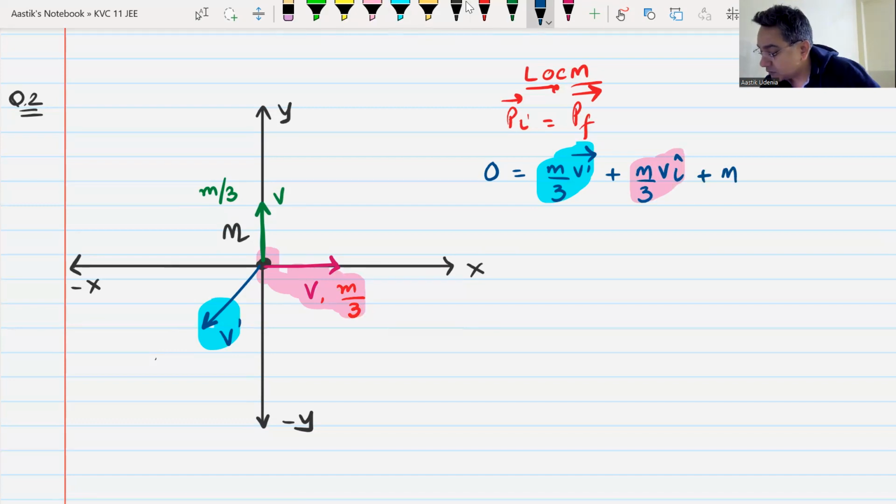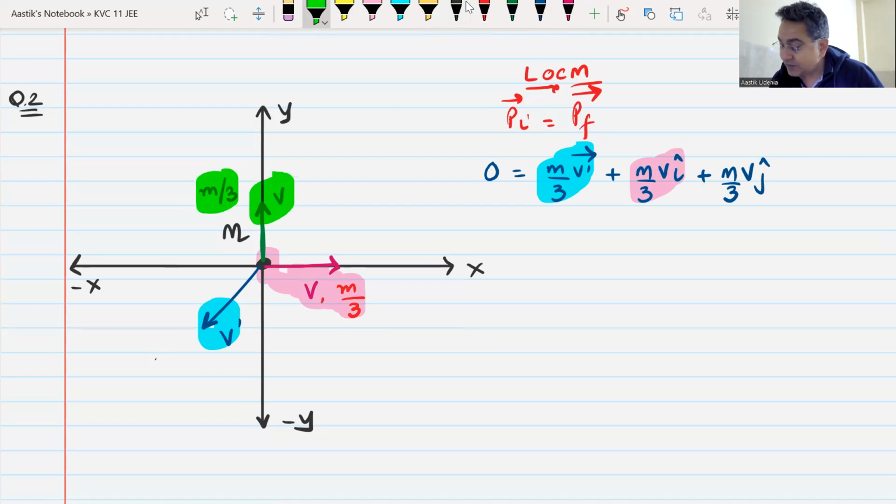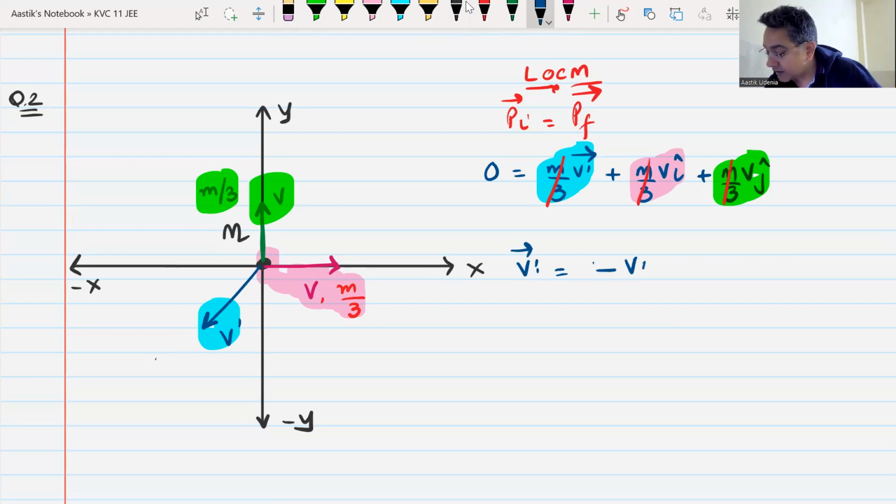Plus m by 3 into v along j axis. This is the momentum of this. I have written it in the vector form. M by 3, M by 3, M by 3 will get cancelled, and I can get the value of V dash. V dash vector will be equal to minus Vi minus Vj.